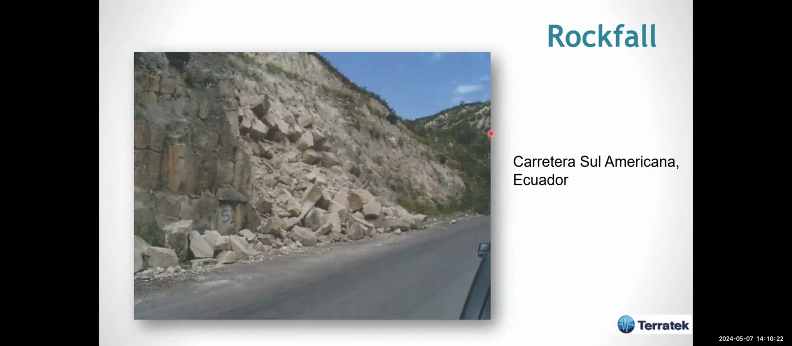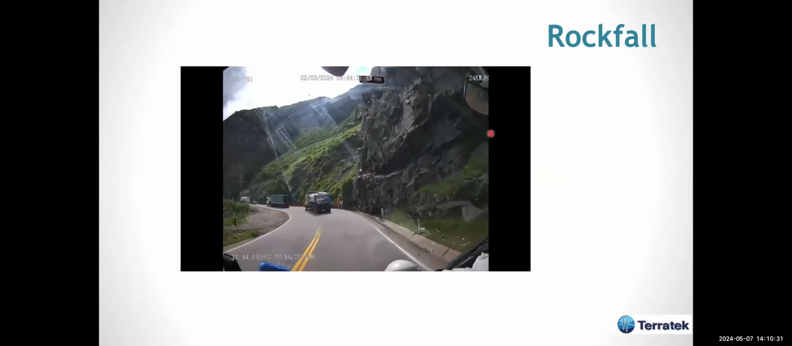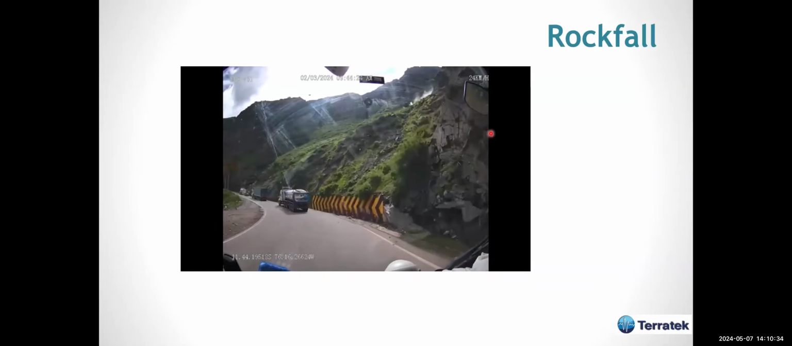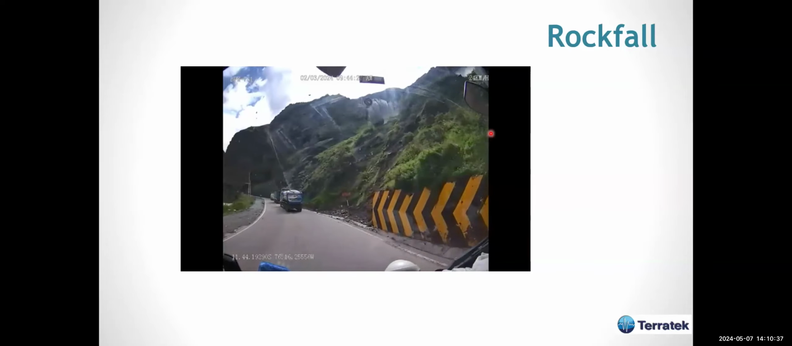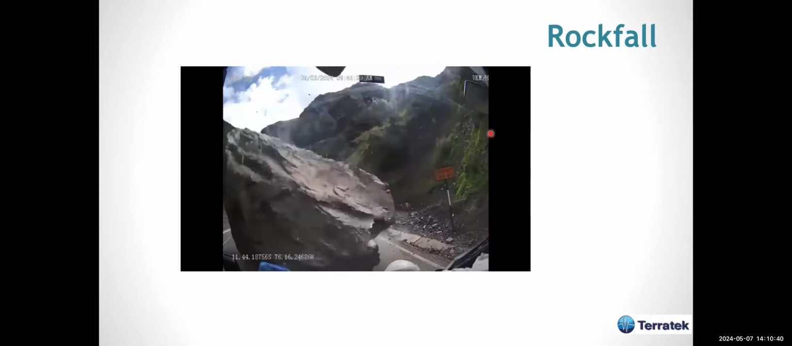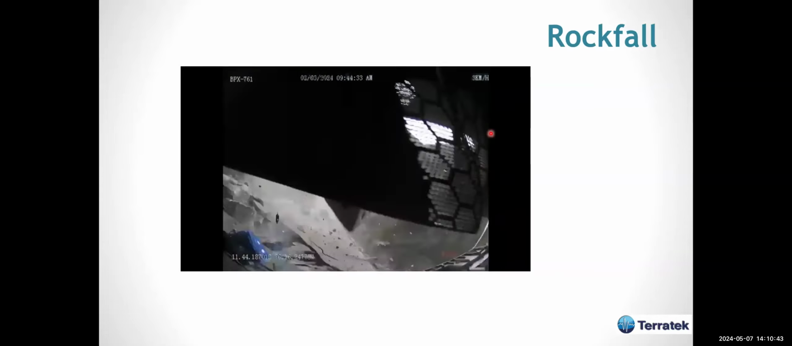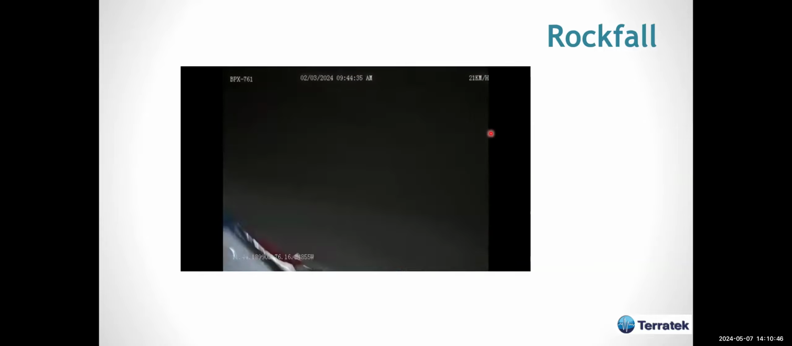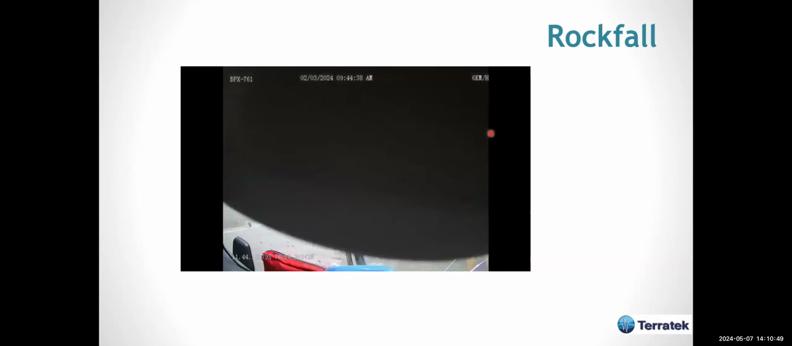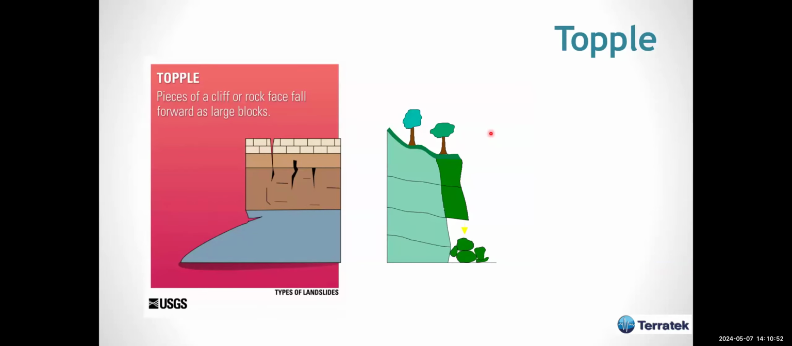This is the Carretera Sul-Americana in Ecuador. I have seen many rock falls taking place on this road. And this is one of the cases that I also found on the internet, and a very scary one. So if we geotechnical engineers do not do our job properly, that's what may take place. And also topple, when we have a kind of failure in which the slip failure is more or less vertical, and we have a fall like this taking place.